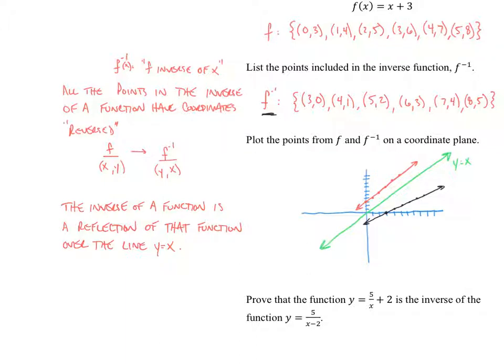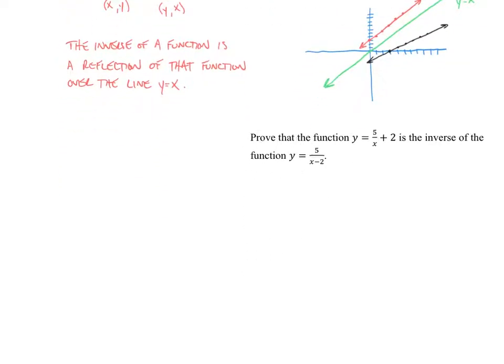If you have a point that's in an original function and I tell you to reflect it over the line y equals x, you can just flip those coordinates. And if I say you have a set of points that represents a function, what are the points that represent the inverse of that function? Just flip all those points and you know that what you're really doing is taking a function and reflecting it over that line y equals x.